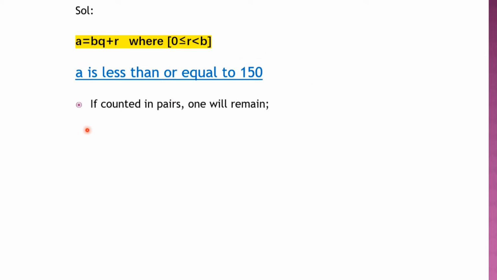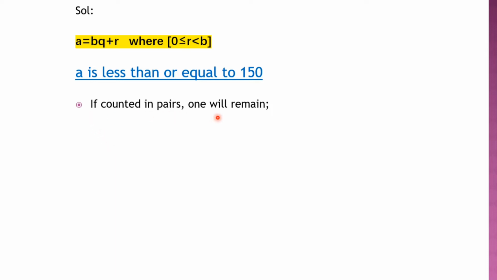a is equal to bq plus r, where r is greater than or equal to 0 and less than b. As the seller said, he had at most 150 eggs, so we will take as an assumption that a is less than or equal to 150. With this assumption, let us try to solve this problem.